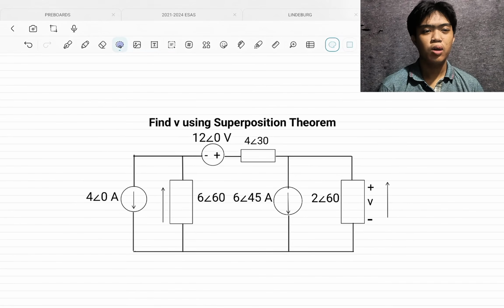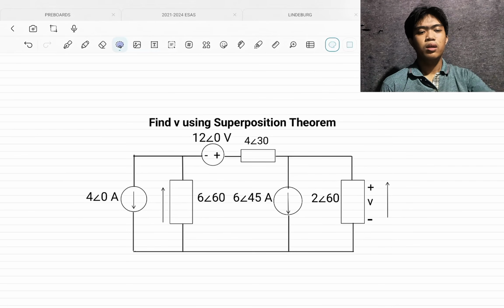In today's video, we are going to solve the AC circuit using the superposition theorem. We are given this type of circuit, and using superposition, we are going to solve it by activating one source at a time while the other sources are turned off. First, we identify the independent sources connected in the circuits, which are 4∠0 amperes, 12∠0 volts, and 6∠45 amperes.